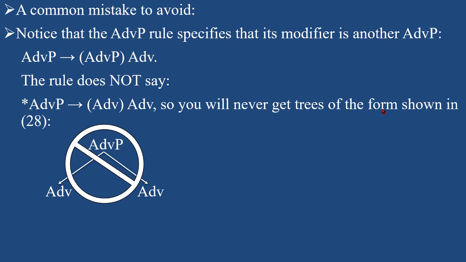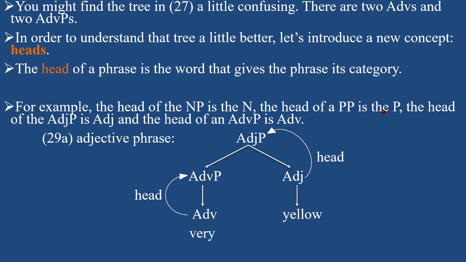The rule does not say an adverb consists of an adverb and an adverb. The first one is an adverb, not an adverb phrase. So we'll never get a structure of the form shown in 28. We cannot have an adverb which consists of an adverb and an adverb, but we can have an adjective phrase consisting of an adverb phrase and an adjective.